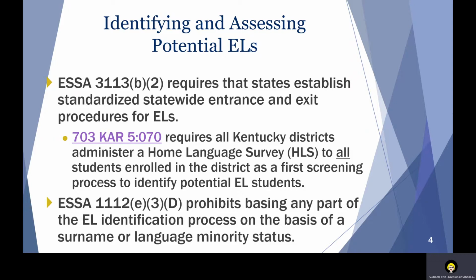703 KAR 570 requires all Kentucky districts administer a home language survey, or HLS, to all students enrolled in the district as a first screening process to identify potential EL students. The HLS should be completed upon initial enrollment only, not every year. ESSA Section 1112E3D prohibits basing any part of the EL identification process on the basis of a surname or language minority status.